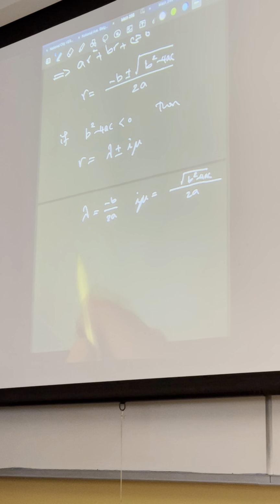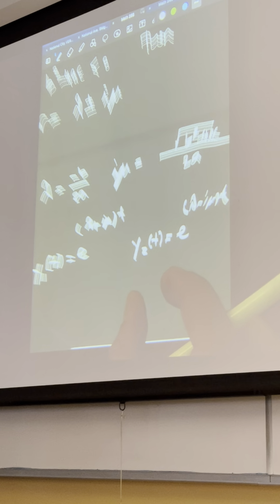So what is your solution then? Then your solution is your y1 of t is e to the power of lambda plus I nu, the whole thing times t. And then your y2 of t is e to the power of lambda minus I nu times t. Just like this.